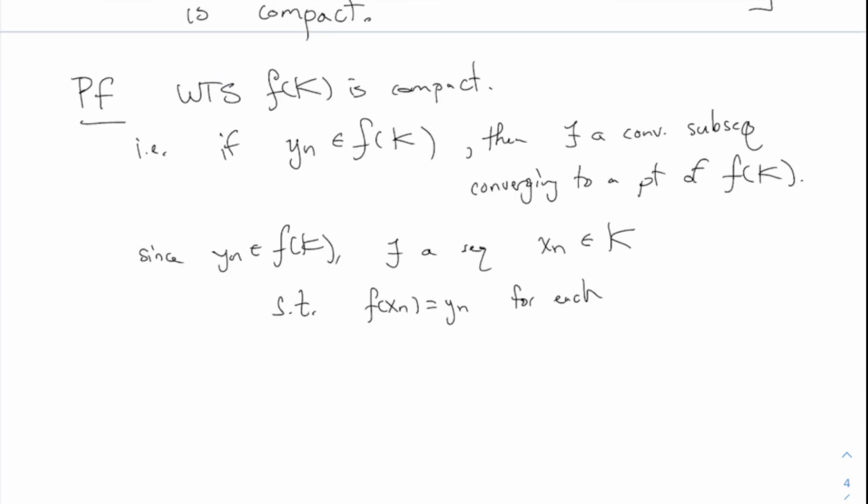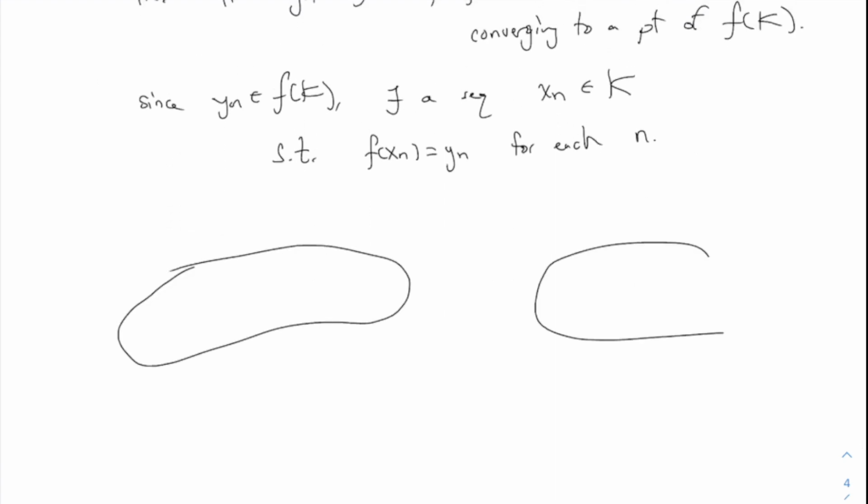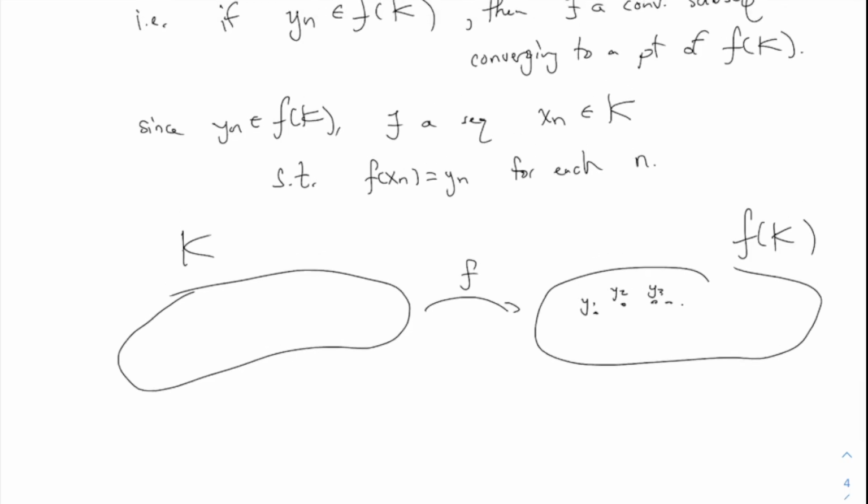For each n. If you like to think of this sort of topologically, the way I imagine this is, here's K, my compact set, and then f of K, which is the image. And f is like a thing which turns that thing into that other thing. And what we started with is a bunch of points over here, y1, y2, etc. And what I said was, since these are all in f of K, they must have come from some stuff over here. And those I'm going to call x1, x2, x3, etc. Right?